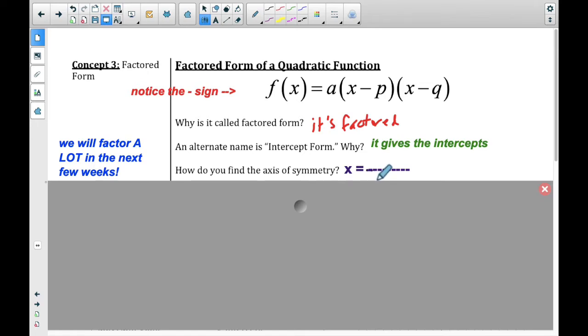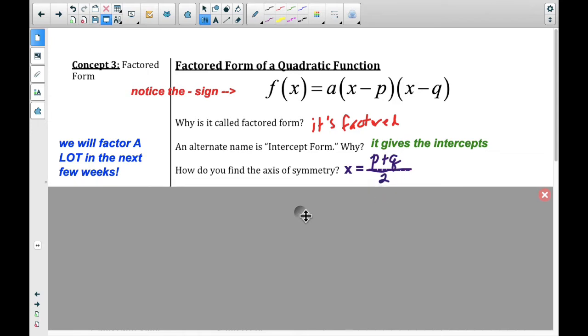The axis of symmetry that we are going to use from factored form is we're going to take our p and our q and we're going to average them. So we take p plus q and divide by 2, and that's going to give us our axis of symmetry. Notice it is the positive p and the positive q. All right, just keep that in mind as we go through here. With standard form, it was negative b over 2a. And this time, it's p plus q over 2.